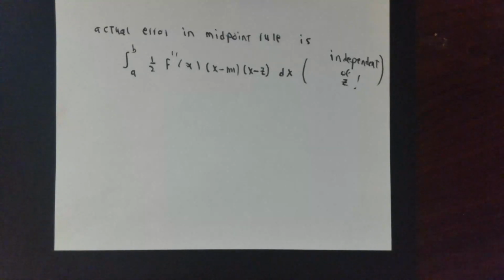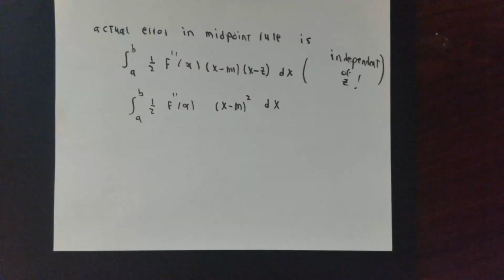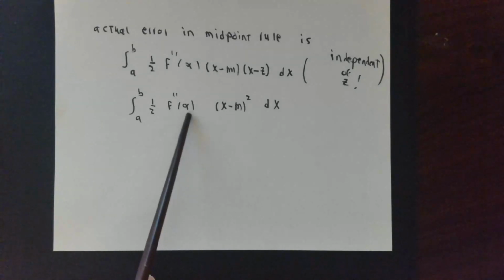Then I could make it even closer to m, and this would still give me the error. I could make the z so close to m that it's all but indistinguishable from m. I could take the limit as z approaches m and get the following result for the error in the midpoint rule. And now we're in business. We'll assume that f double prime is continuous.